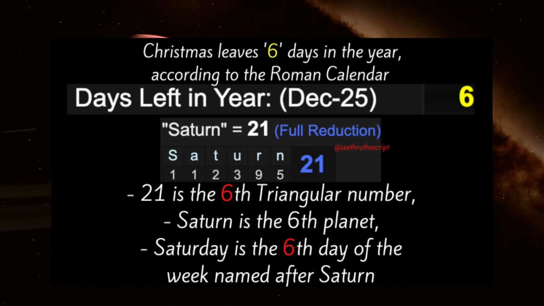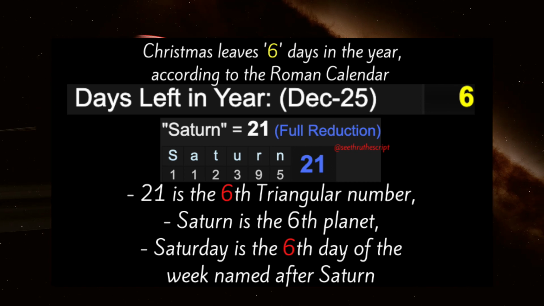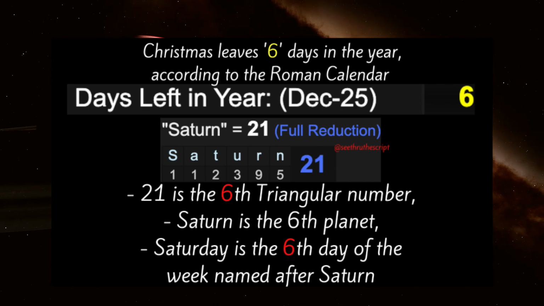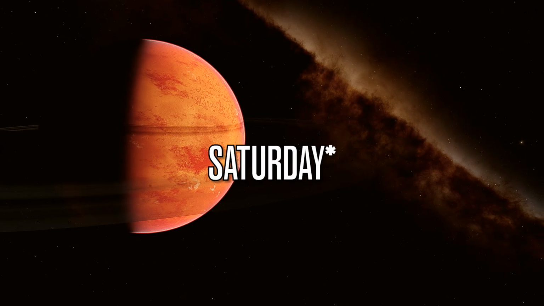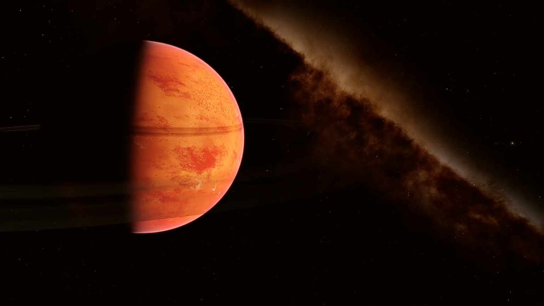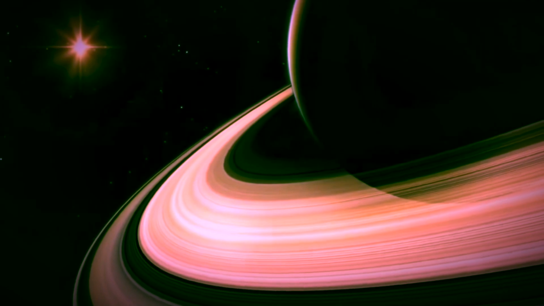Saturn in Gematria, in the most pure cipher, equals 21. 21 is the 6th triangular number. Saturn is the 6th planet. Saturn is also the 6th day of the week, and again, it is named after Saturn. Christmas is celebrated during Saturnalia.